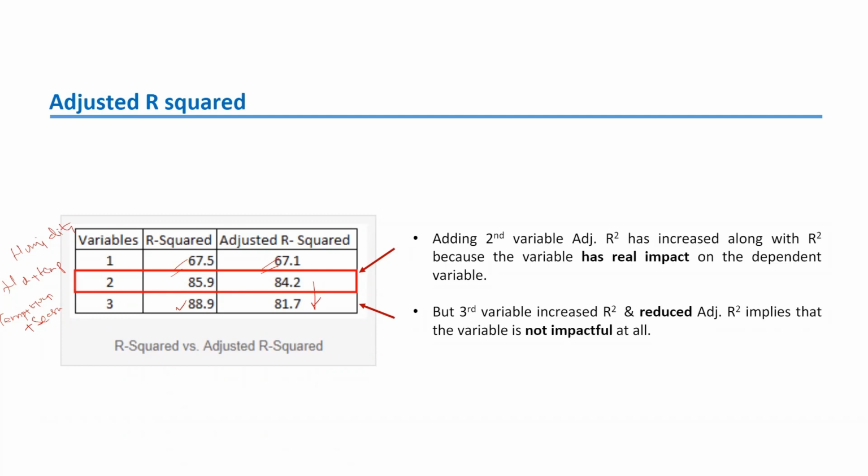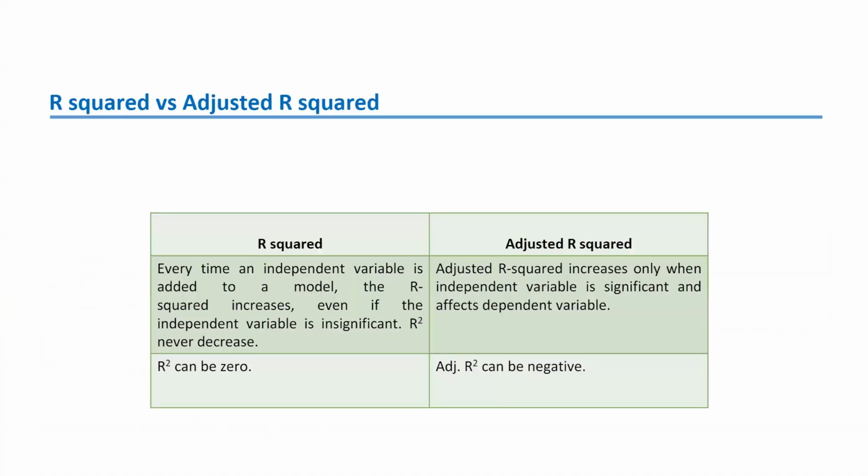Your dependent variable here is the number of bikes, or count of bikes for rental. But when you introduce something where the R square value increases, but the adjusted R square actually decreases, in that case, you can say that it is not impactful. And this method is used in order to perform variable selection.